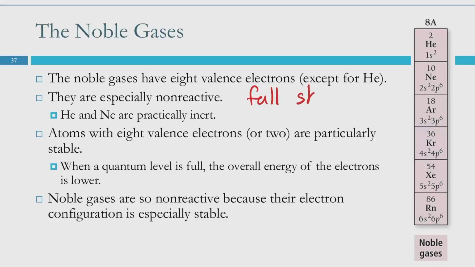full shells. All of the orbitals for our noble gases are going to be full. They all have either 1s2 or 2s2, 2p6. And so these are especially non-reactive. Helium and neon especially are practically inert. They basically will not go through chemical reactions unless you really, really try.